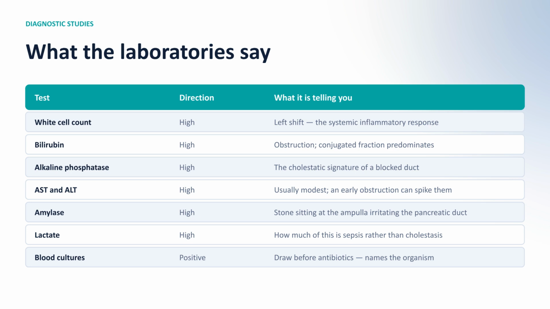What do the laboratories show? You expect a raised white count with a left shift, a raised bilirubin, and a raised alkaline phosphatase. That is the cholestatic pattern. Amylase can rise if the stone is sitting at the ampulla and irritating the pancreatic duct. Transaminases often rise as well, usually more modestly, though an early obstruction can spike them briefly before they fall. Blood cultures may be positive, so draw them first. And add a lactate. In a febrile jaundiced patient, the lactate tells you how much of this is sepsis and how much is simply cholestasis. None of these numbers make the diagnosis alone, but together they build domains A and B.